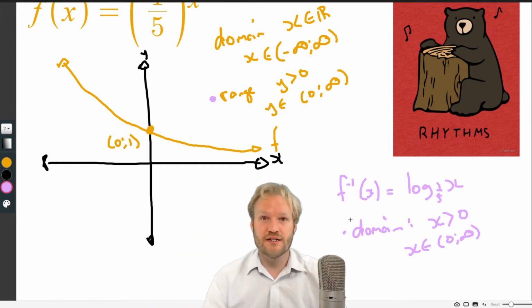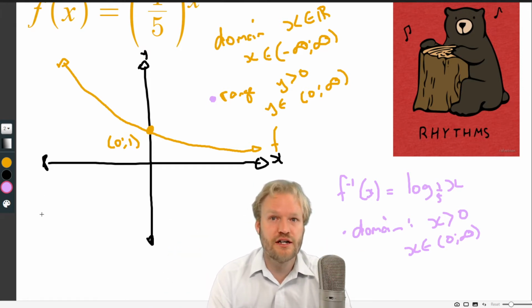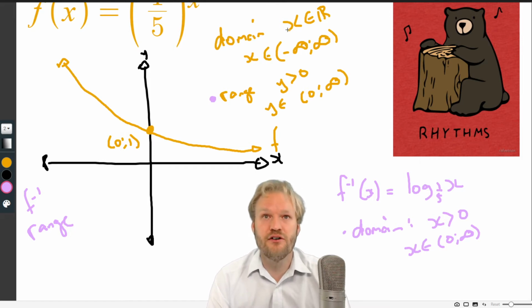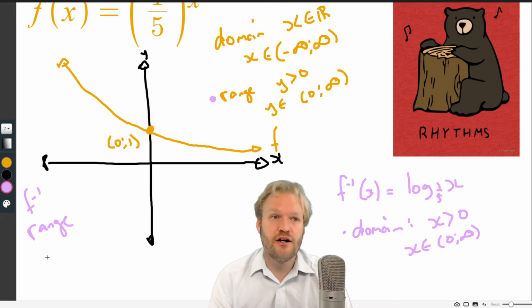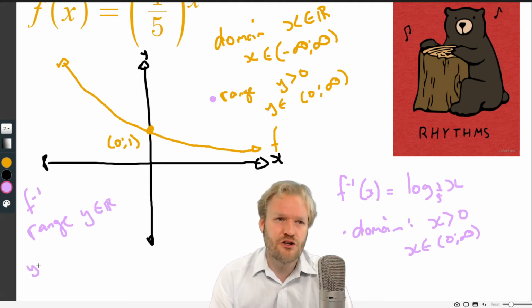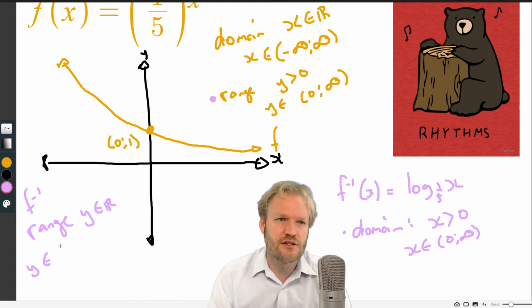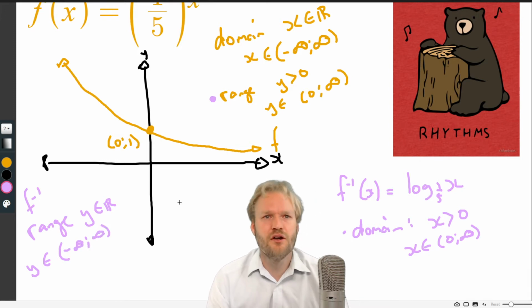If we look at the range of our inverse, we just need to look at the domain of our original function. So this was basically any real number. So here, y is any real number, which you could have written in either of those two ways. So y is between negative infinity and infinity.